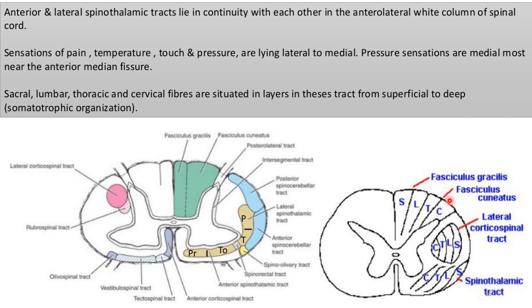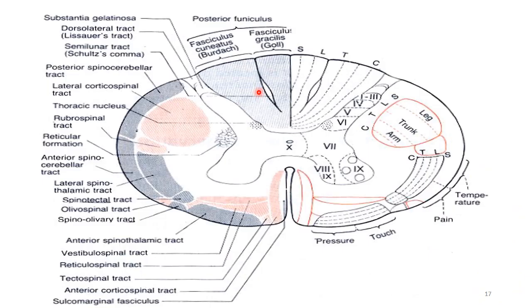So no disturbances for the first one. Similarly, in the lateral corticospinal tract, you will find the medialmost is the cervical, then thoracic, lumbar and sacral. Similarly here is the spinothalamic tract. So this is a very good example of spatial orientation, and it maintains a high degree of orientation.